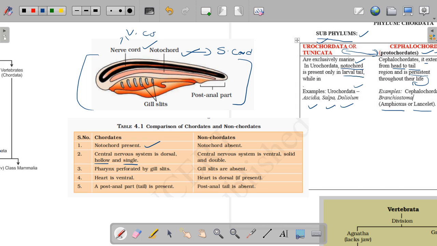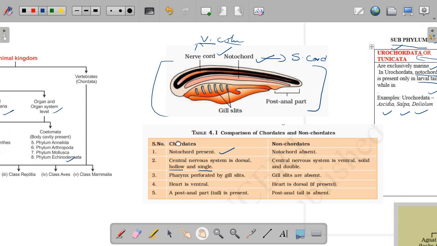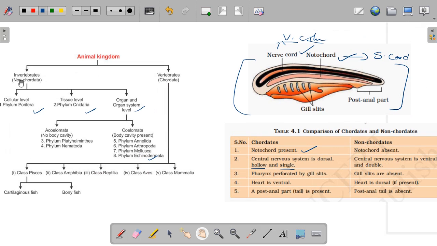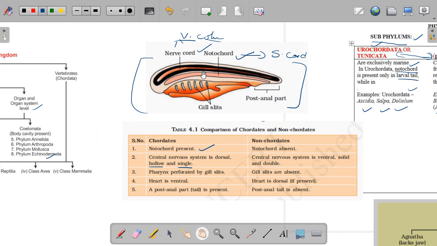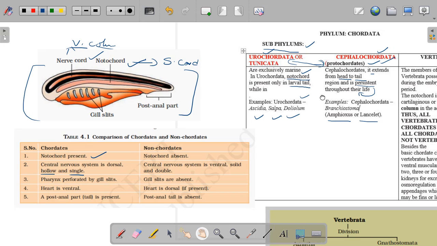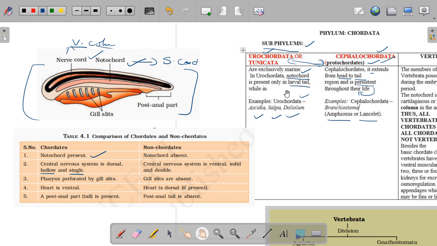Okay, so why are the lower organisms called non-chordates? The reason is that they don't show these characteristics of having a notochord and nerve cord. If you hold any one of these organisms, you can squash it in your hand, because they don't have a vertebral column, which you cannot feel. Fine. So chordates have a nerve cord and a notochord. It can be persistent in cephalochordates, or present only in the larval tail under the subphylum Urochordata.